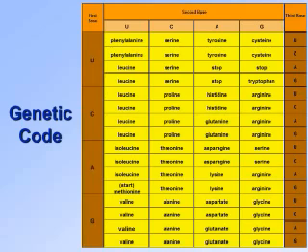Let me tell you how to do it, class. In the first position of your 3-letter word, how many possibilities are there? 4. In the second position, how many possibilities? No, you can repeat. So you can use 4. How about in the third position? 4. So how many words can you make? 4 times 4 times 4.